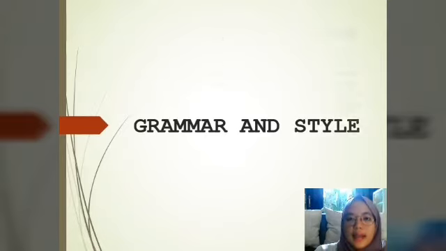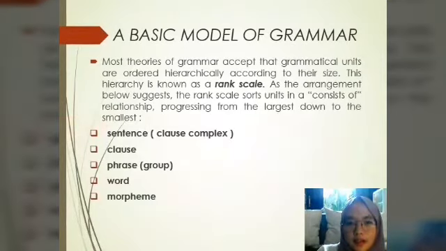Grammar and style. A basic model of grammar. Most theories of grammar accept that grammatical units are ordered hierarchically according to their size. This hierarchy is known as a rank scale. As the arrangement below suggests, the rank scale consists of a relationship of units progressing from the largest down to the smallest. The largest is the sentence, and the morpheme is the smallest unit in language.